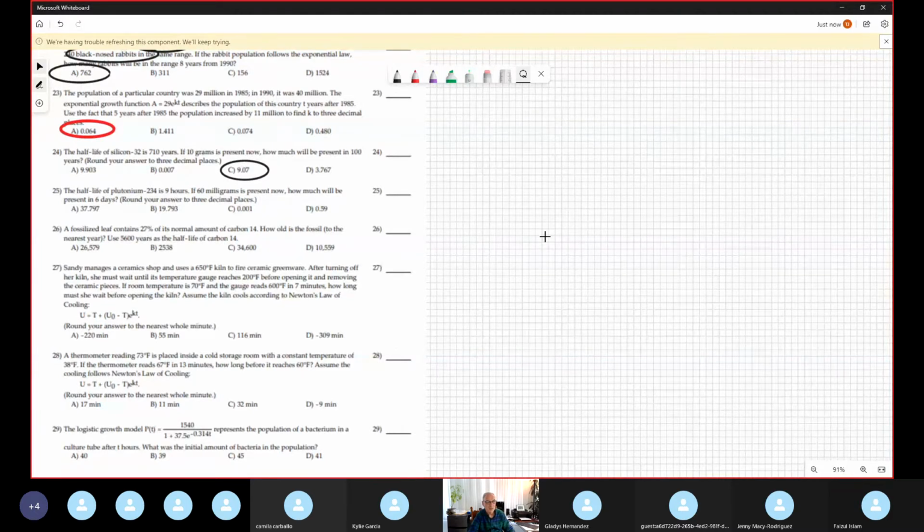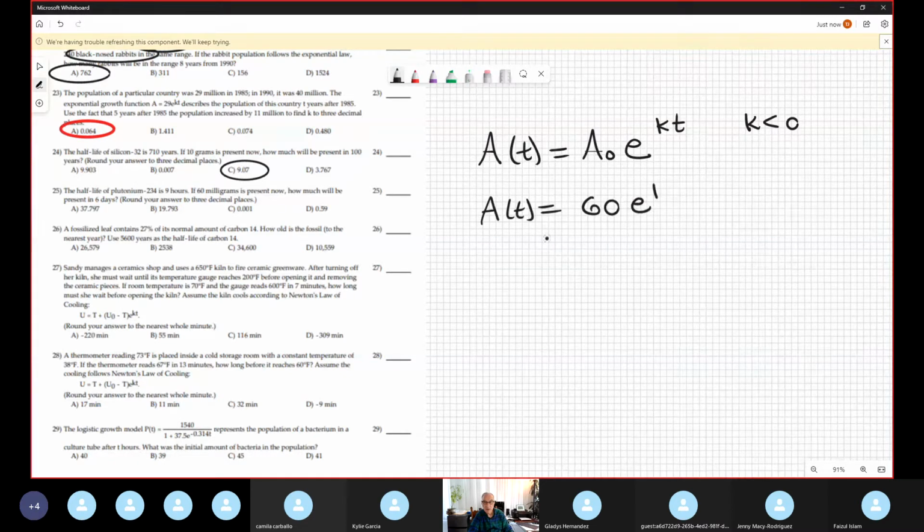Okay, there's a half-life. The formula is the same. The amount of substance at any time is A null e to the KT. It's a decay problem, because I expect K to be negative. Exponential decay. Now at the beginning we have 60 milligrams, so the specific formula is 60 e to the KT. This is the initial amount, A null, 60.